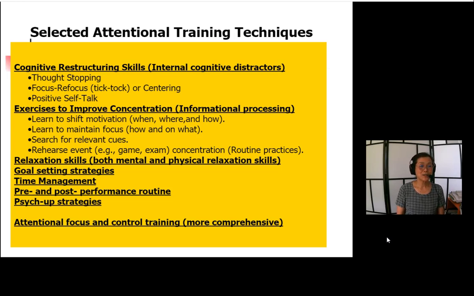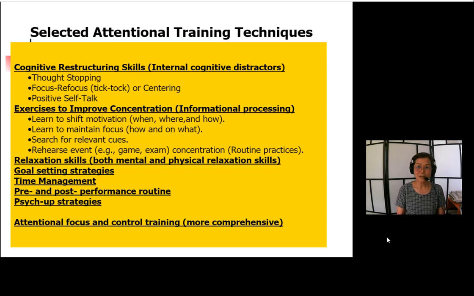Exercises to improve concentration, like expanding the information that you can hold, or holding the information a little longer, which is related to learning how to shift the motivation or focus, learning to maintain focus, searching for relevant information and cues, and repeating information so that you can develop rehearsing events, so that you have simulation experience to do better. All related to information processing theory strategies.